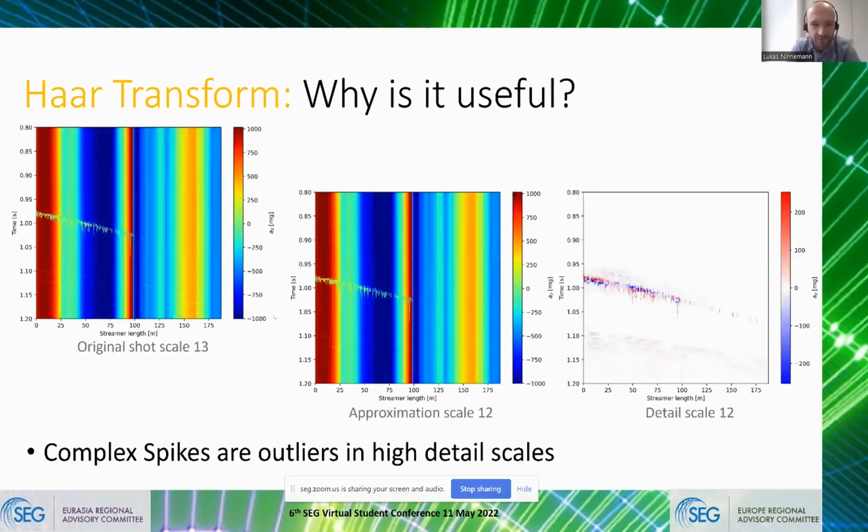Now, why is it useful? We can use this Haar transform on the actual accelerometer data. As you can see here, we can decompose the original shot into an approximation and a detail. The approximation looks almost like the original, but it's different. The detail scale is centered around 0, and those complex spikes are outliers in the detail coefficients of high scales, which is what we wanted.